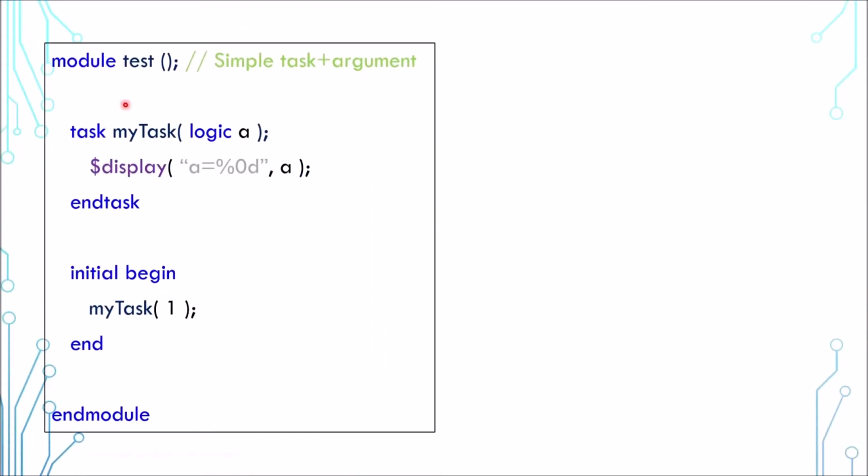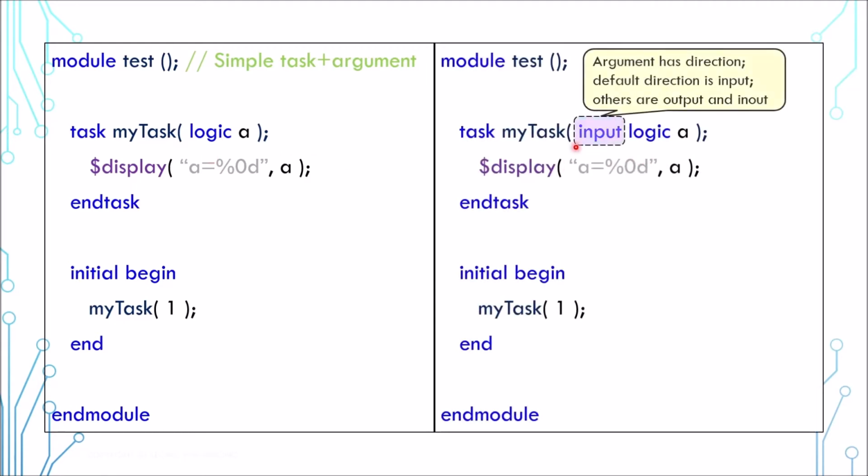This is a simple task example. The task has an argument A and it simply prints out the value of A. This is writing the task in a complete form. What we left out previously is that the argument has a direction like a module port. This is unique in SystemVerilog compared to the common software definition of a subroutine. They don't have direction for an argument.